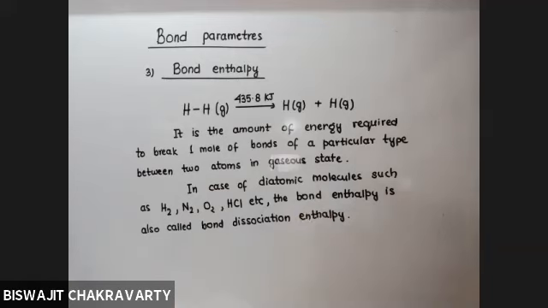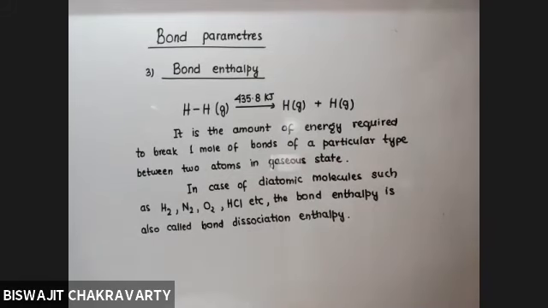Also called bond dissociation enthalpy. So the example that I have given you is of a diatomic molecule, and therefore the 435.8 kilojoules per mole of energy can also be called bond dissociation energy. But what happens when we are talking about polyatomic molecules? Polyatomic molecules contain more than 2 atoms, 3, 4, 5, whatever number of atoms. So in that case, the bond enthalpy and bond dissociation enthalpy are not the same.